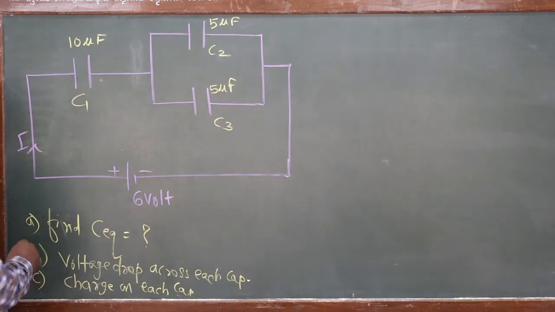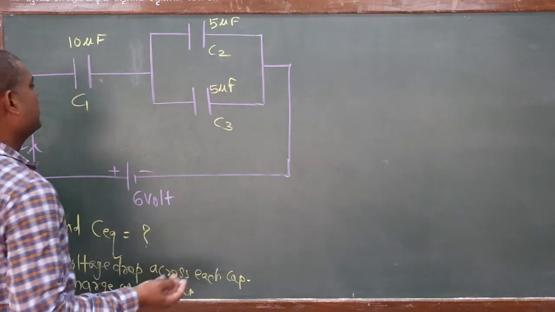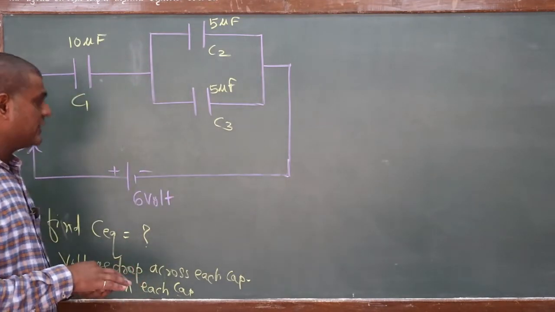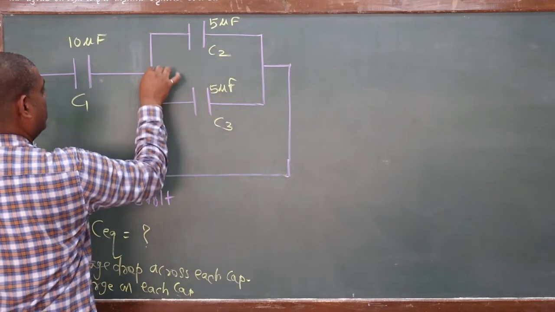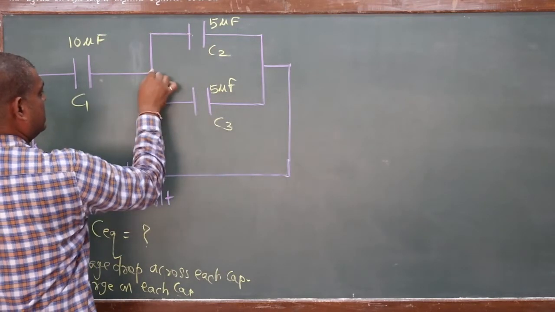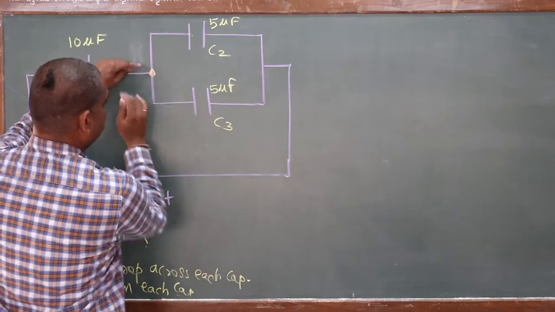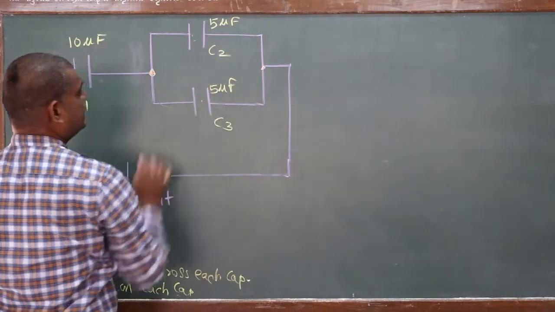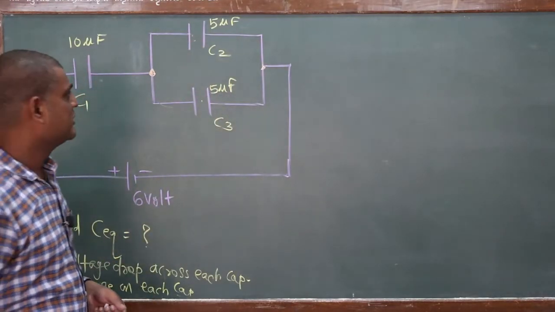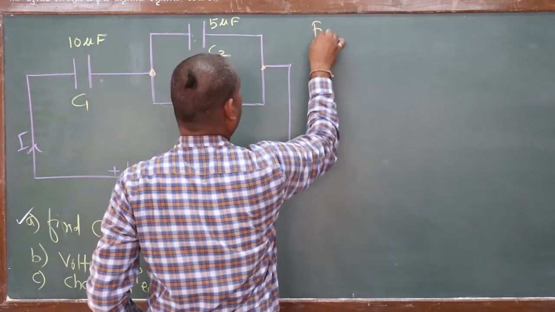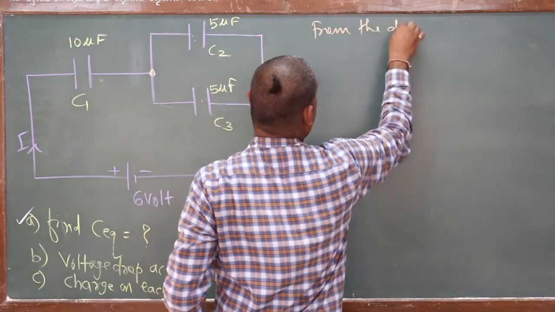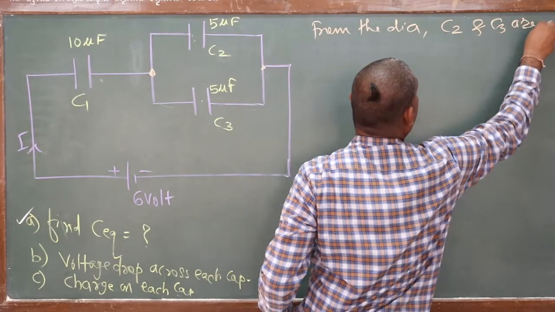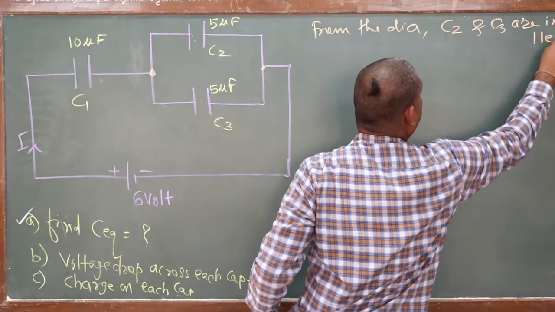First of all, we will try to find the C equivalent. It's very simple. 3 capacitors are there, C1, C2 and C3. The terminals are connected over here, right? And it is also connected over here, right? And the next terminals are connected over here. So from the diagram, C2 and C3 are in parallel.